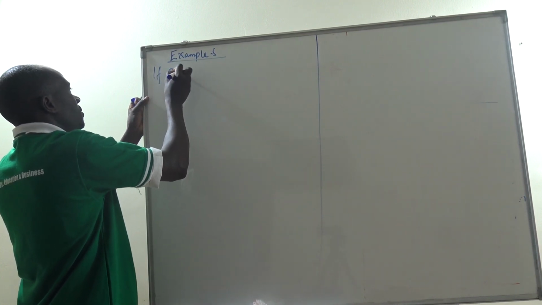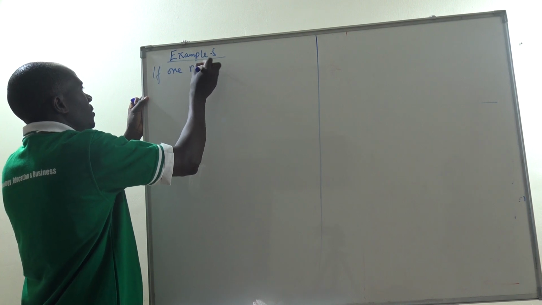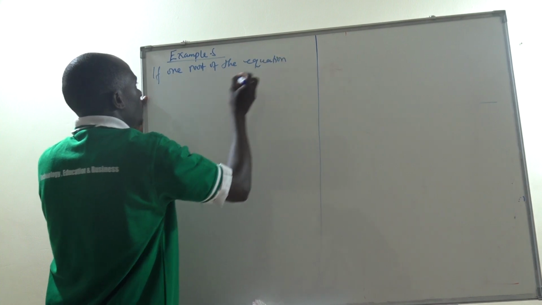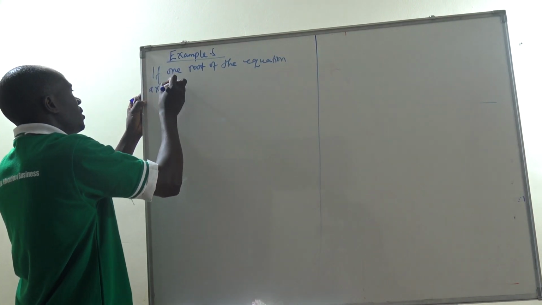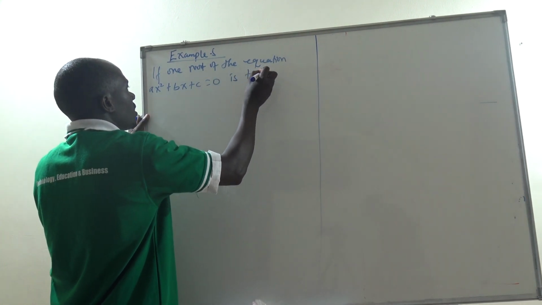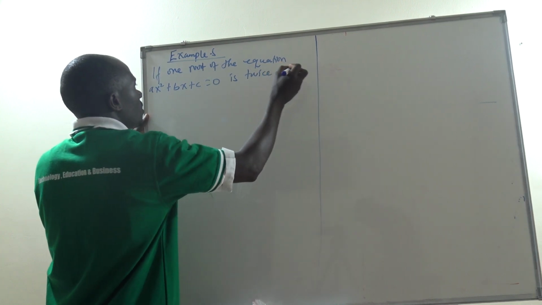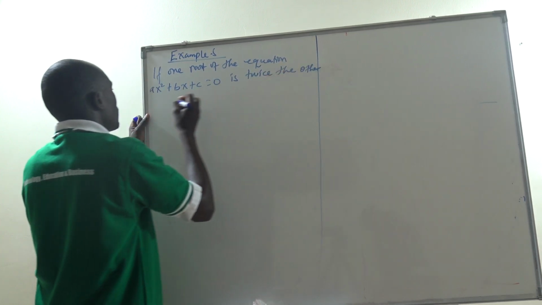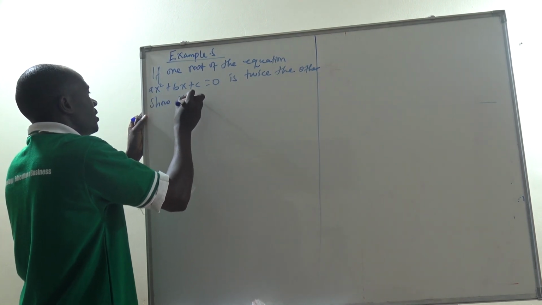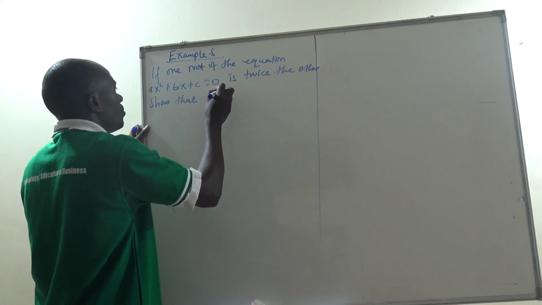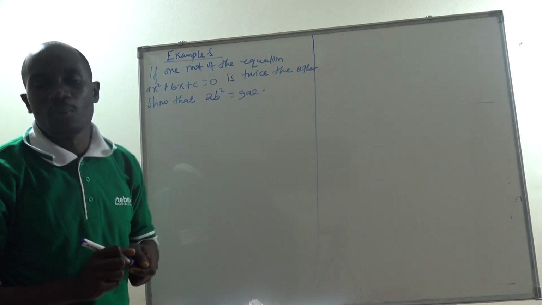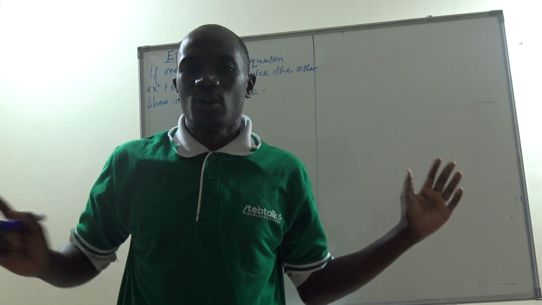Example 5. If one root of the equation ax squared plus bx plus c equals 0 is twice the other, show that 2b squared equals 9ac.